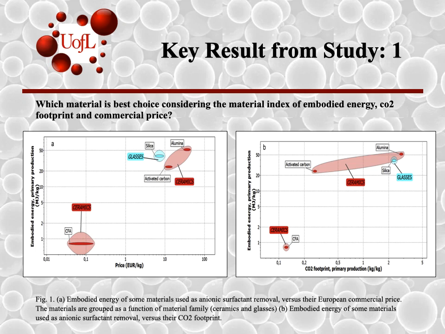Now, which material is the best choice considering the material indices of embodied energy, carbon dioxide footprint and commercial price? Here in figure A is the embodied energy of some materials used as anionic surfactant removal versus their European commercial price. The materials are grouped as a function of material family, which are ceramics and glasses. And here figure B shows the embodied energy of some materials used as anionic surfactant removal versus their carbon dioxide footprint.